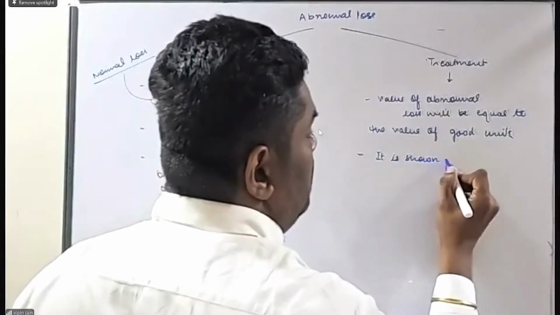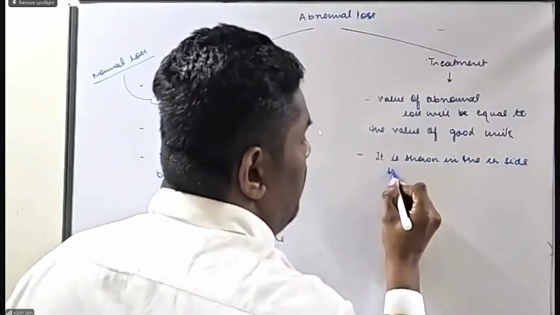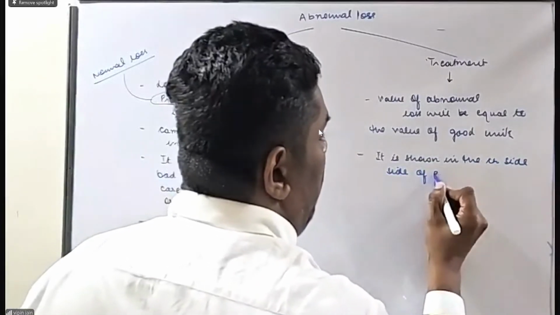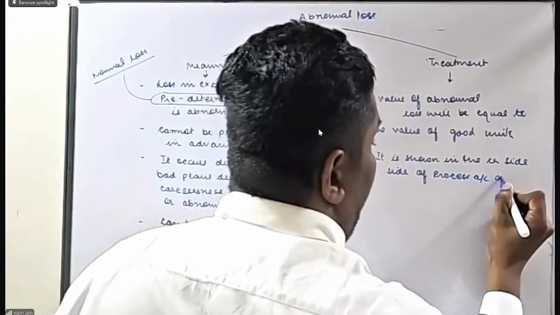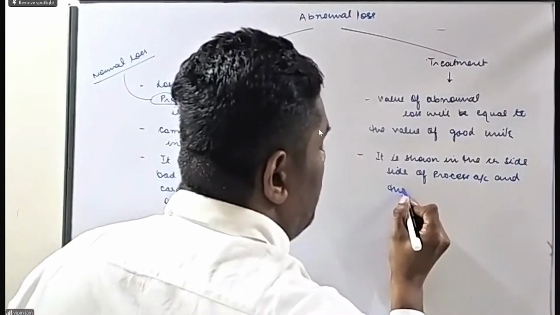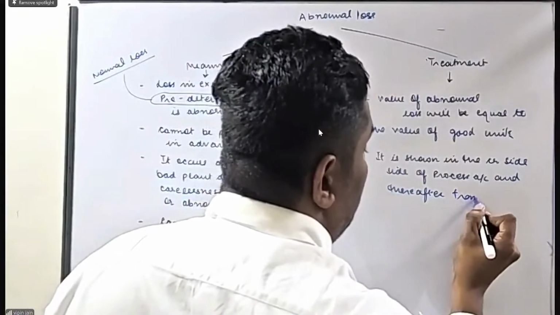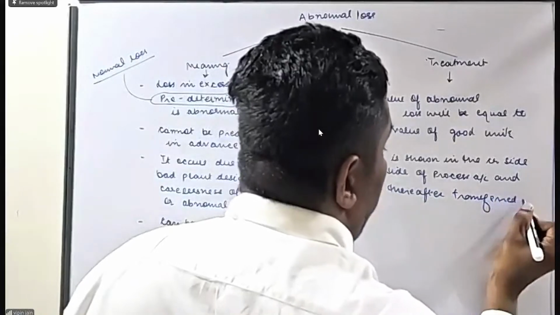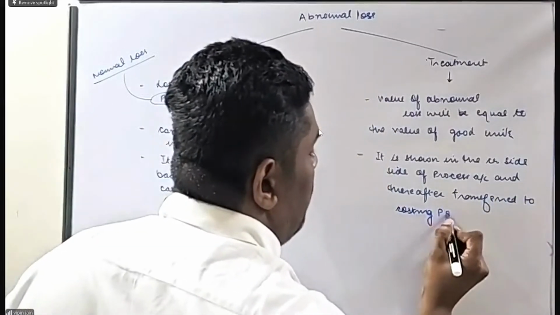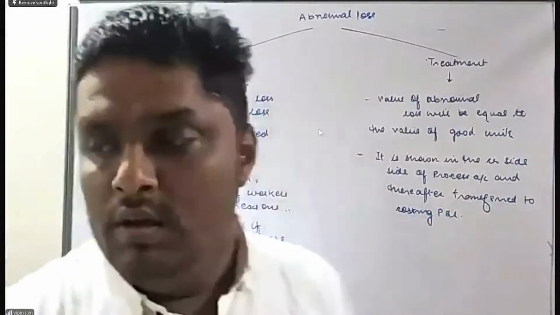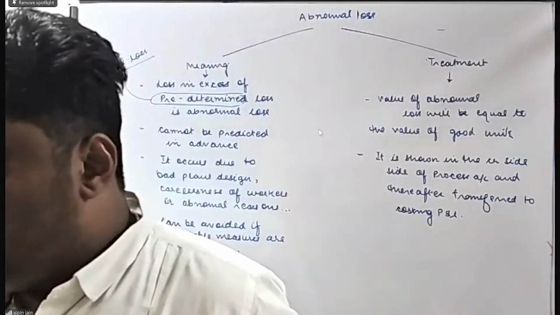It is shown on the credit side of the process account, and thereafter transferred to costing P&L. So this is all about the concept. The treatment I'll be discussing with the help of a few examples.